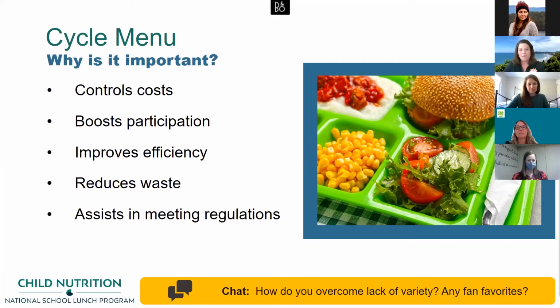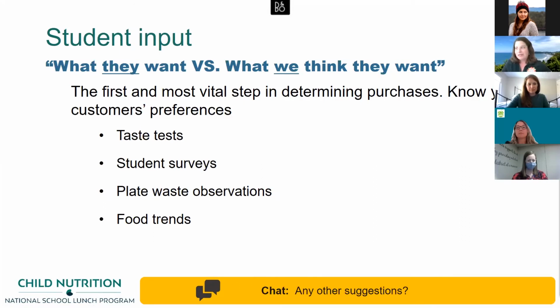So when we develop a cycle menu, what do you think is the most important thing? Can anybody tell me in the chat? What do you think? Student acceptance. Everything, yes. So everything is important for sure, but definitely student input, right? We do have to consider many different things, but student input is really, really critical.